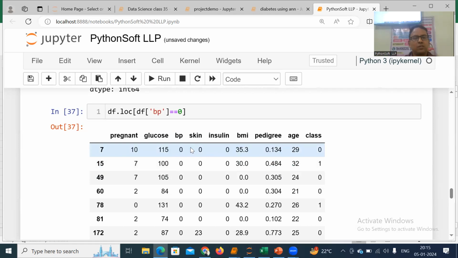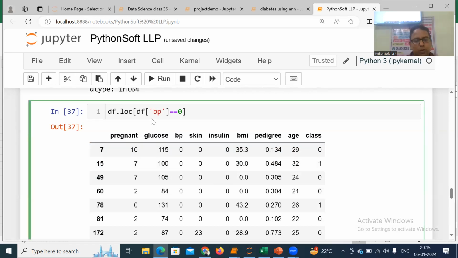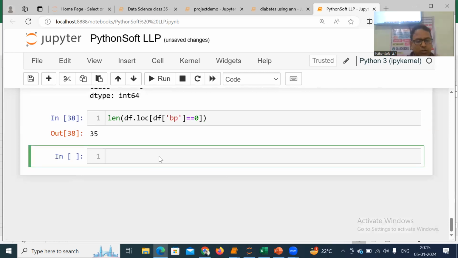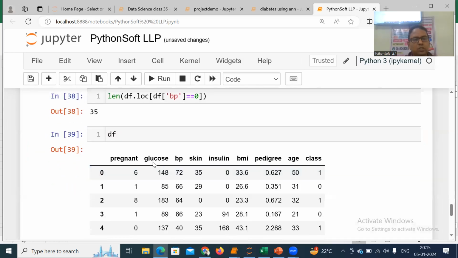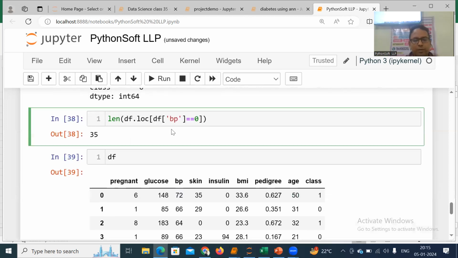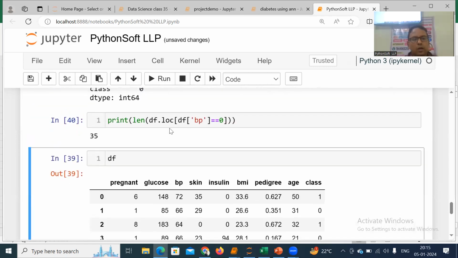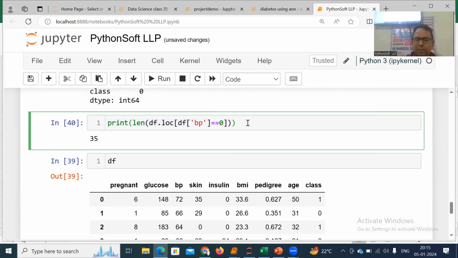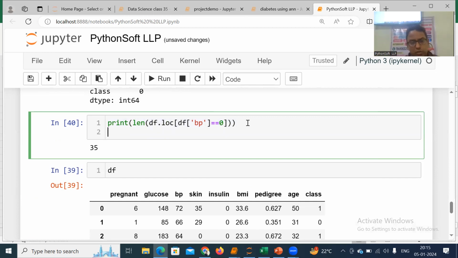Zero is the missing value. Here, blood pressure cannot be zero. So how many people have zero blood pressure? Let's see. I've displayed the locations where it is zero. 35 people have zero blood pressure. Similarly, for the other columns, how many people have zero glucose? You can write it like that. Let's say I'm writing print. I'll copy this one, because pregnancies can be zero. A person can have zero pregnancies, no problem. And the class, the last column, diabetes or not diabetes, can be zero. But other columns like glucose to age cannot be zero. Age cannot be zero. So here I'm writing, let's say, glucose.